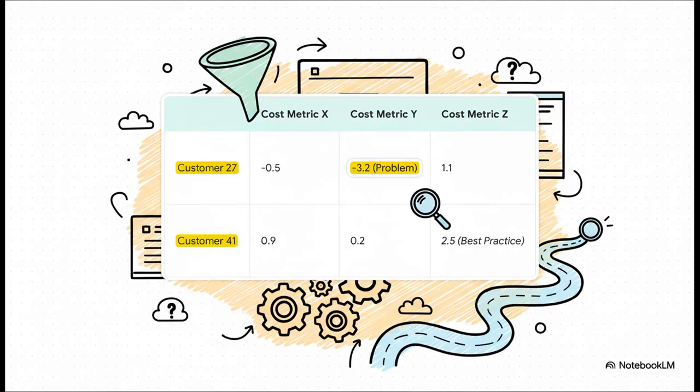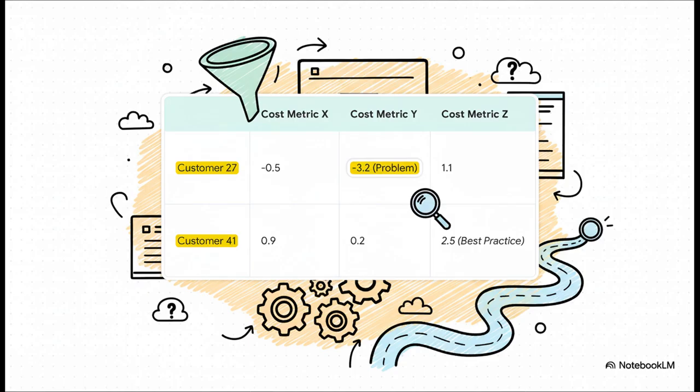This is that tool. It's a Z-score table, which is just a fancy way of saying it mathematically flags anything that's a statistical outlier. See that item in red? That tells you that for cost metric Y, customer 27 is performing more than 3 standard deviations worse than their peers. That's a massive red flag. You know exactly where to start investigating.